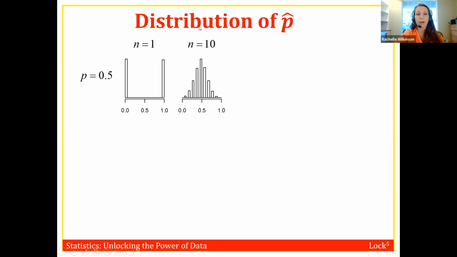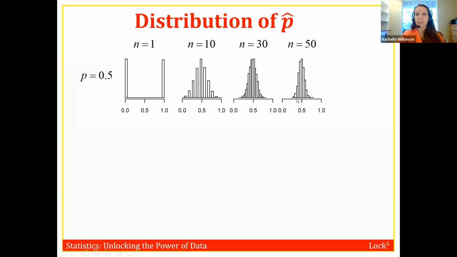When p is equal to 0.5 and n is equal to 10, you can see that by the time I get to 10, this actually looks just like a normal distribution. It looks pretty lovely. And if I have a sample size of 30, definitely a beautiful, gorgeous, normal looking distribution. Sample size of 50 and 100, we're good.